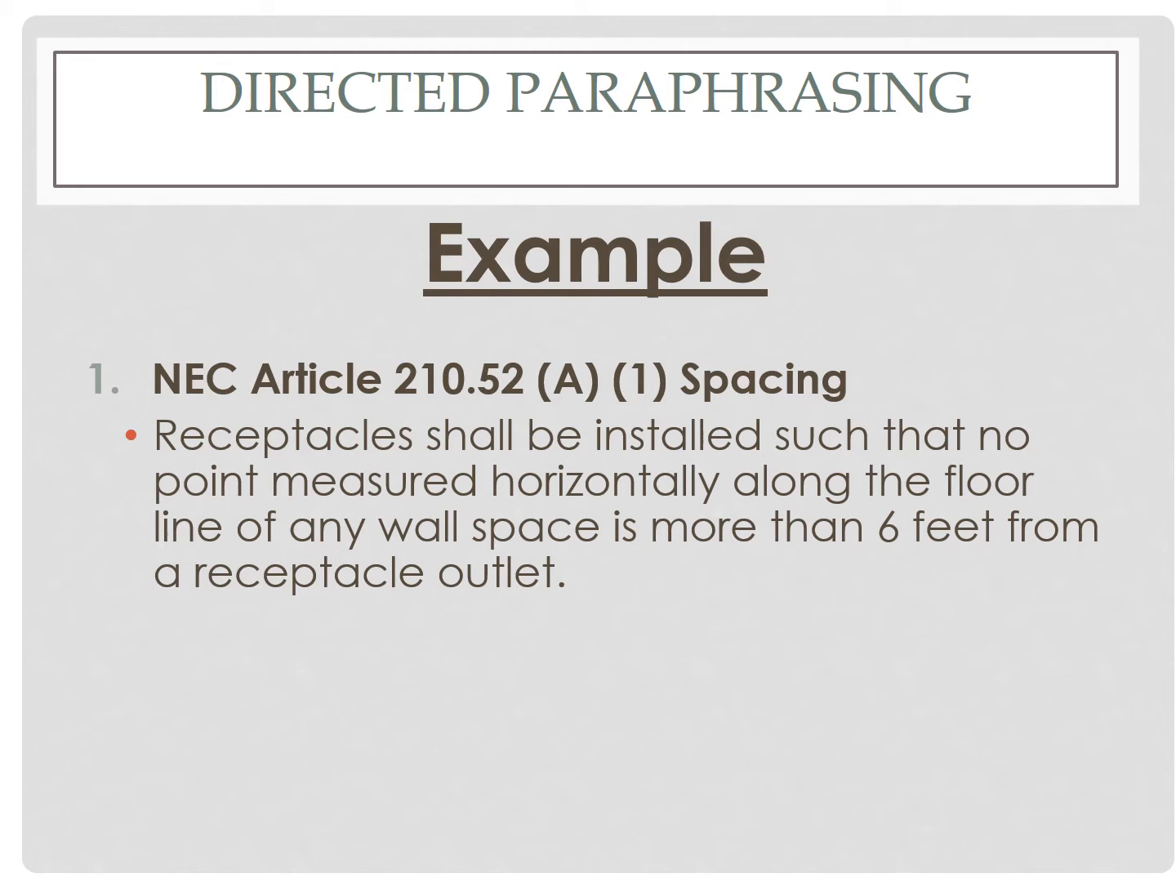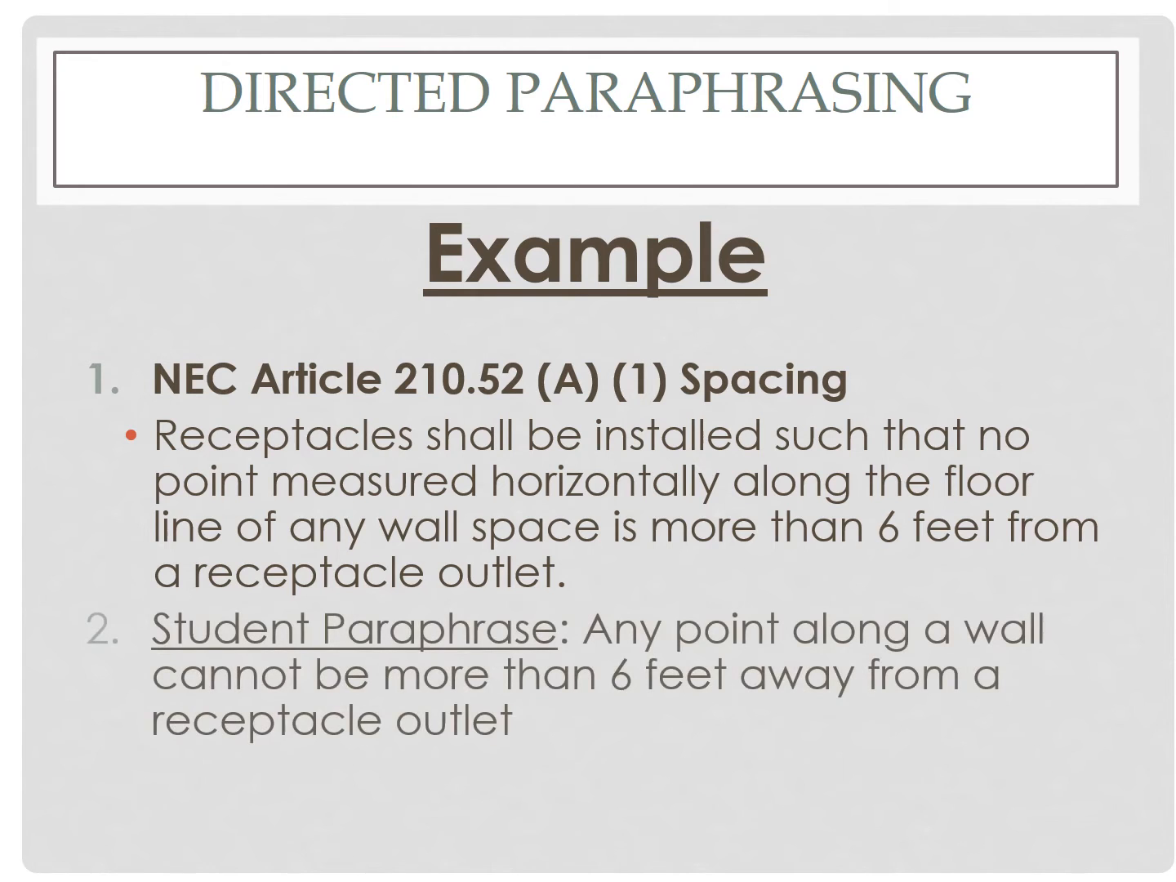The first time reading this definition, it makes you think, what do they mean? The student paraphrase would look something like this. Any point along a wall cannot be more than 6 feet away from a receptacle outlet. This, of course, makes it much easier to understand and state.